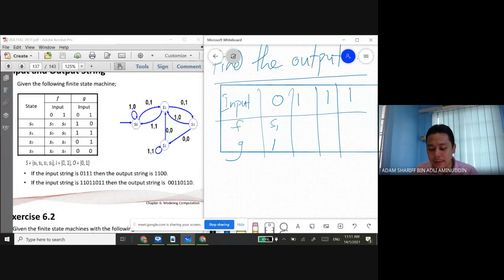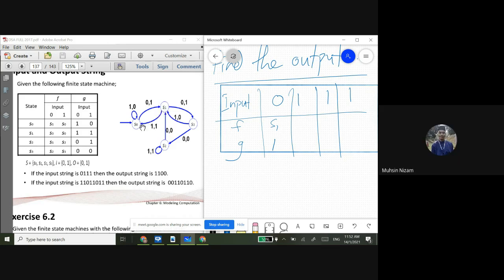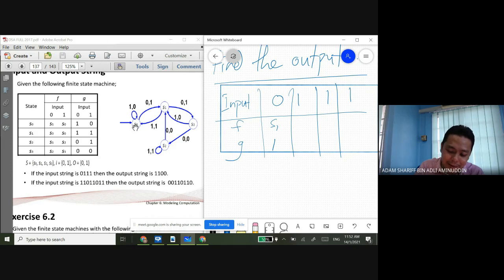Sekarang ni kita dekat S1. Okay, imagine eh. Ulang balik. You start dekat S0, the input is 0, it will make you go to the S1. Sekarang ni you dekat S1, the output is 1. Sekarang ni, the next input is 1. So kalau kamu input 1, kamu pergi mana? Dia pergi dekat S0 balik. And the output is 1.